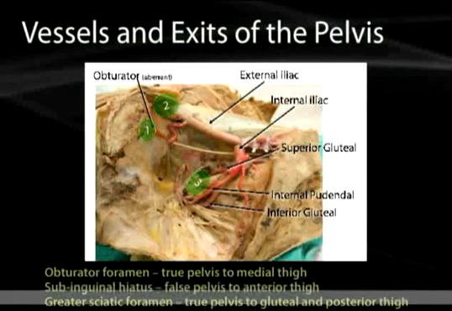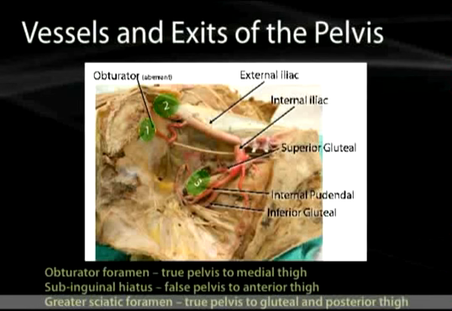And then there's number 3, which would be the greater sciatic foramen, which will take things from the true pelvis and get them into the gluteal region. This is of particular importance for the internal pudendal vessels and nerves, as they'll need to get into the gluteal region before they have access to the perineum, which we'll discuss in pelvis.